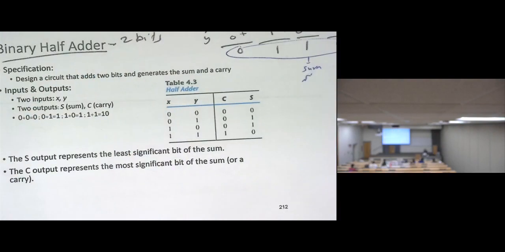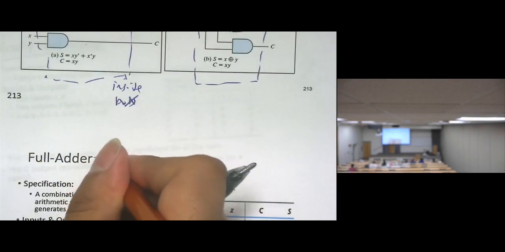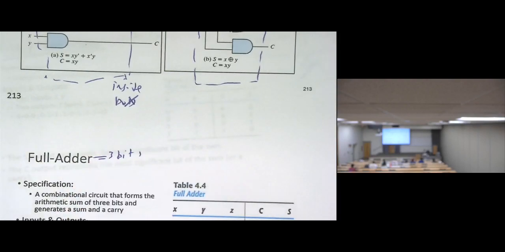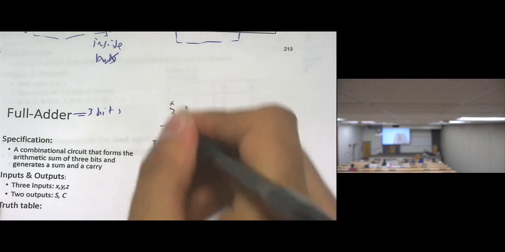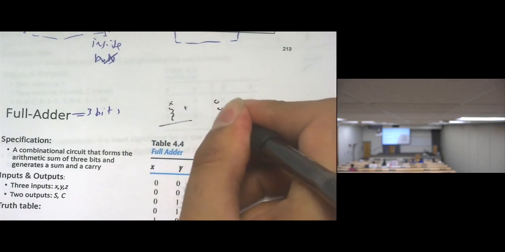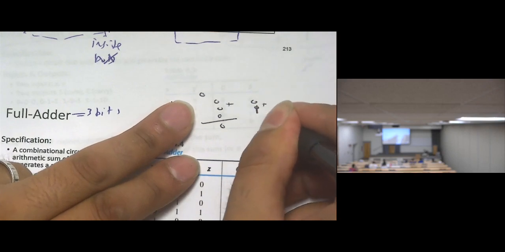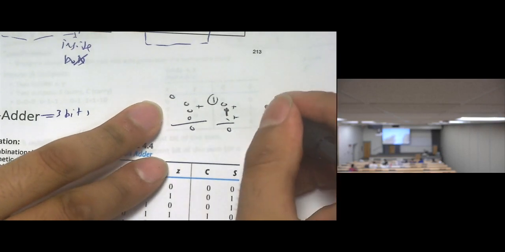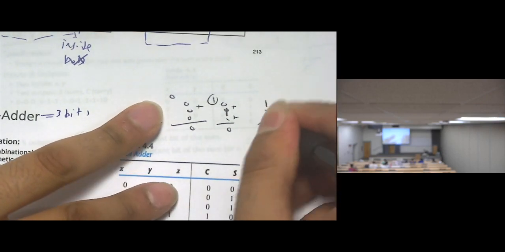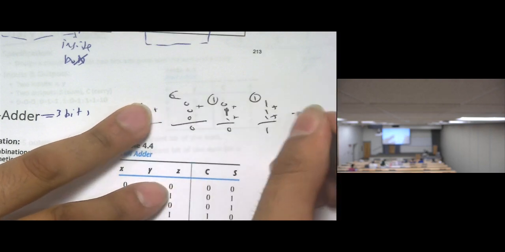How about the full adder? The full adder will be about 3 bits. So for these 3 bits, which are basically x, y, z, I want to add them all together. So we can say 0 plus 0 plus 0 is 0, and the carry is 0. 0 plus 1, for example, plus 1, we have 10: 0, and the carry is 1. Then, for example, 1 plus 1 plus 1, which is 1 plus 1 is 10, plus 1 is 11: sum 1, and carry out 1, and so on.